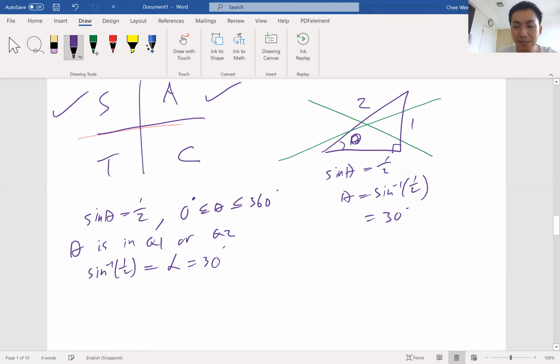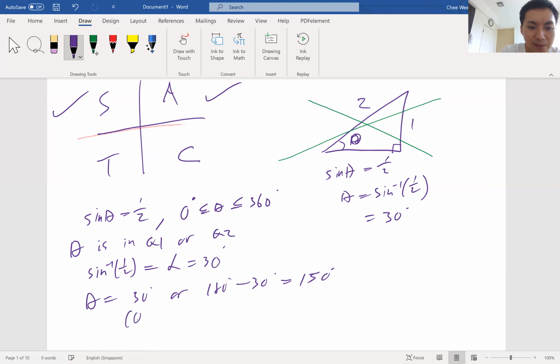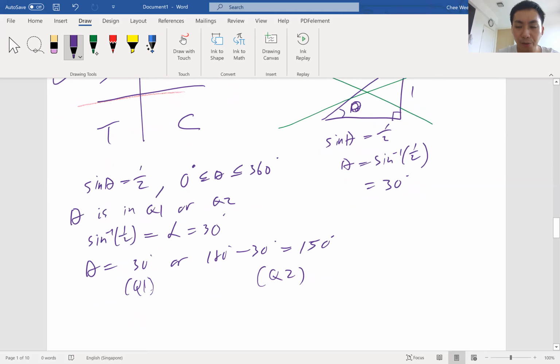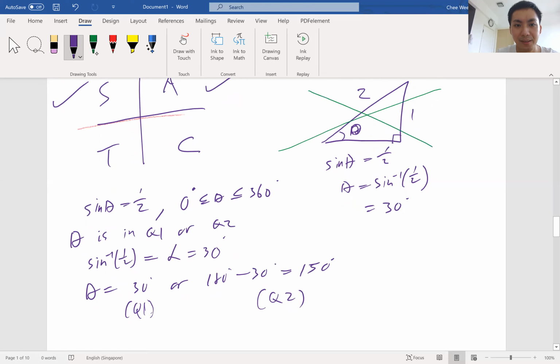So this will give you 30 degrees. So alpha is 30 degrees. I have two potential candidates, two potential answers for theta, and they could be in Q1 or Q2. So you'll just write theta is thus equal to 30 degrees or 180 minus 30 degrees, which is 150 degrees. So two potential answers for theta. Theta cannot be in Q3 and Q4 simply because sine will be negative in those quadrants. So this is the Q1 equivalent. This is the Q2 equivalent, for sine at least.